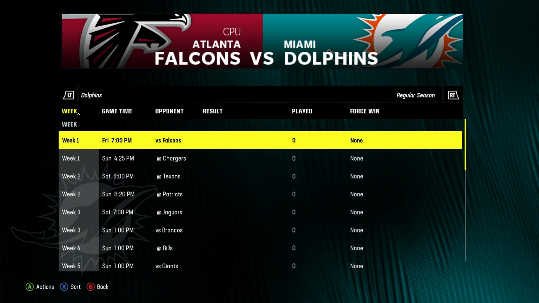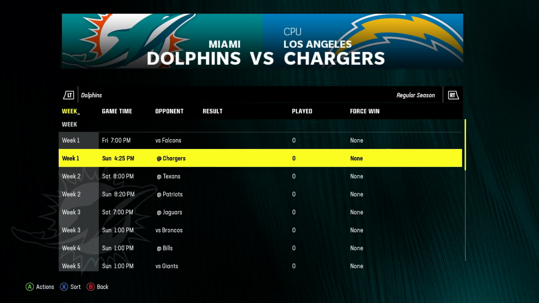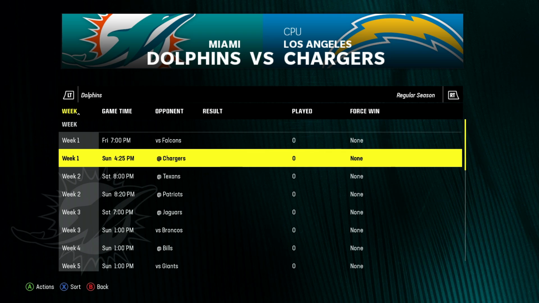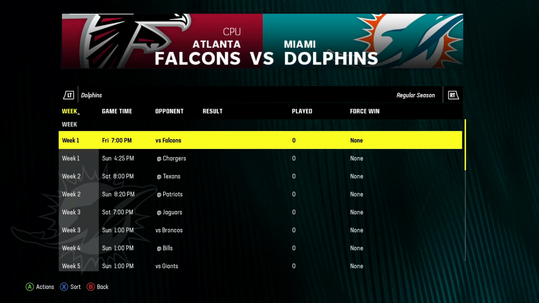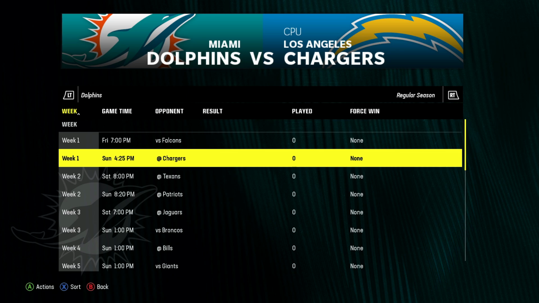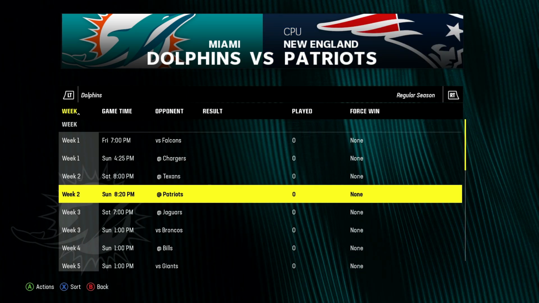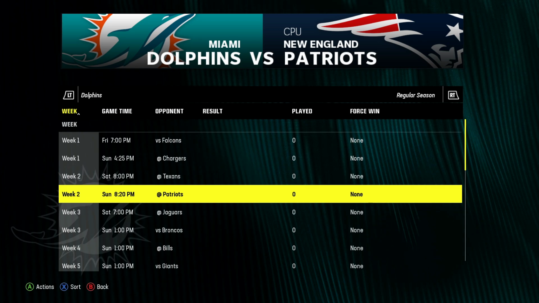So, for example, I know this is weird and confusing to look at, but this is what the NFL team sees. They see this, okay, I play the Falcons on Friday, and then I play on Sunday the Miami Dolphins. I play the Texans on Saturday, I play the Patriots on Sunday. Now, reality-wise, they're not actually doing that.